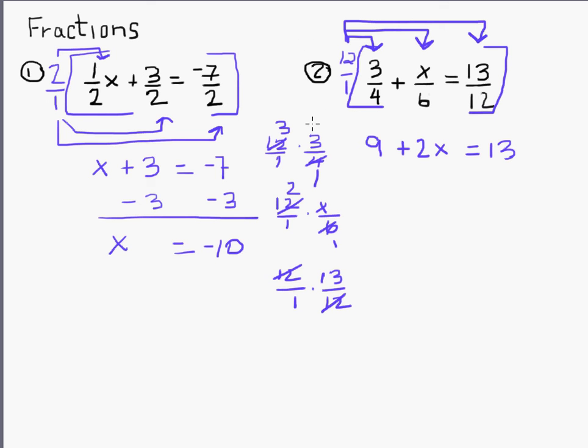Okay, so now we're left with a two-step equation. We do addition, subtraction moves first. So I'm going to subtract 9 from both sides. I'm left with 2x equal to 4. 2 is multiplying times x, so I will divide on both sides by 2. And so we're left with x equal to 2.